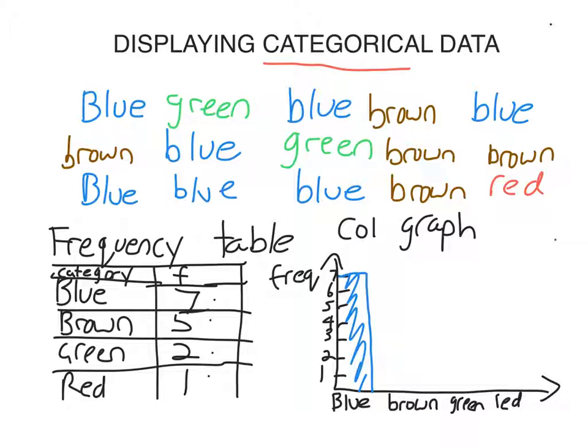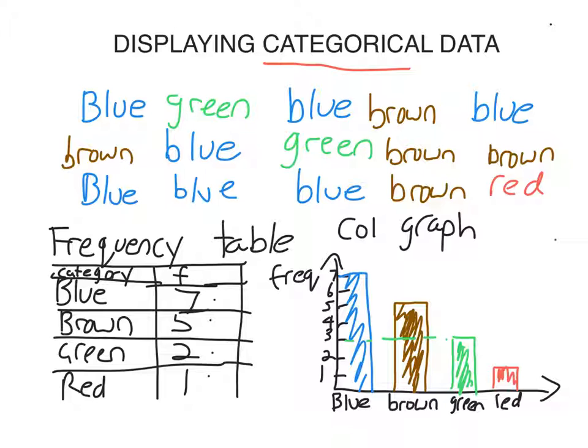So brown happened 5 times. There were 5 people who had brown eyes. So I'm going to draw a bar there. You can see, of course, this bar isn't as tall because there weren't as many people with brown eyes as blue eyes. And we'll do the same for green eyes. It happened 2 times, so we draw a bar up to 2, in line with 2 on the vertical axis. And then red will be 1. Easy as. So that's a column graph.